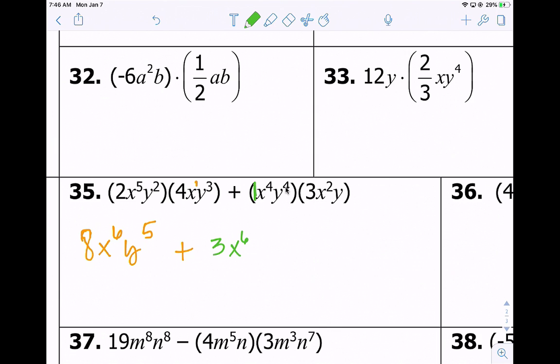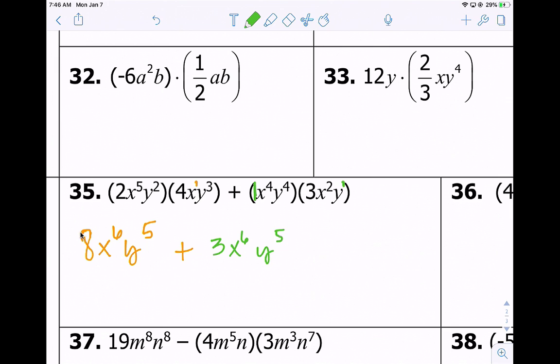And then we have y to the 4th and y. Again, imagine that that's a y to the 1. So y to the 4th and y to the 1. 4 plus 1 is 5. So again, for us to add, these have to be like terms. And they are, because we have x to the 6, y to the 5th, x to the 6, y to the 5th. Now when we add, this is what we did on the front.